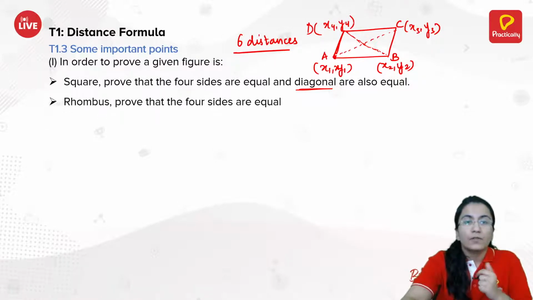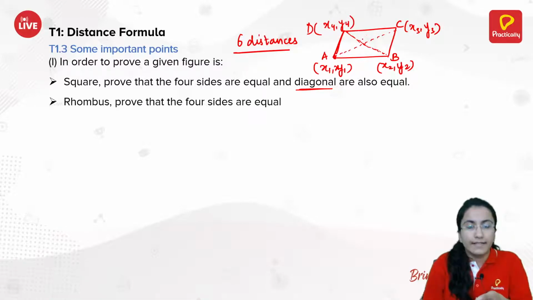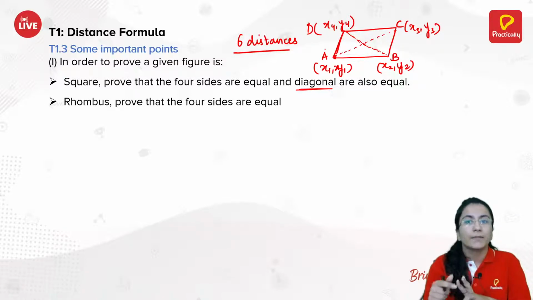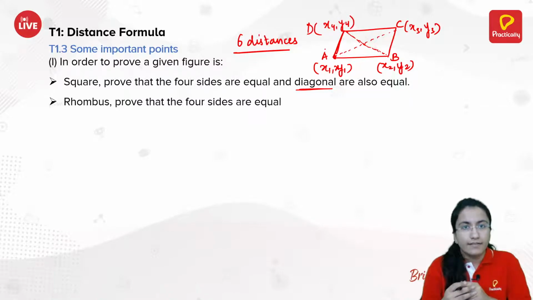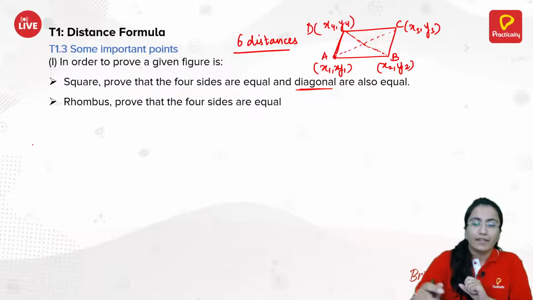Next, if you need to prove that the given 4 vertices are of a rhombus, then what you need to do is just check whether all the sides are of same length or not. Just calculate AB, BC, CD and DA. If all the sides have same length, that means it is a rhombus, okay?